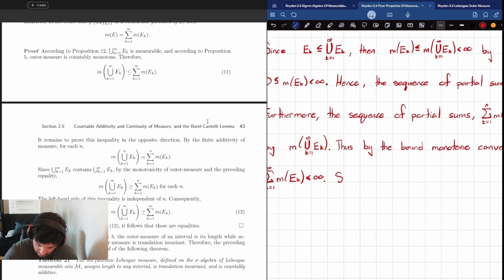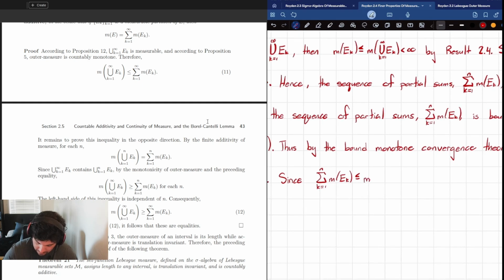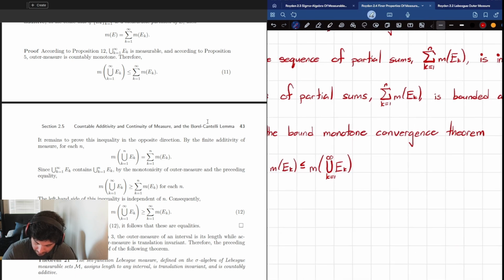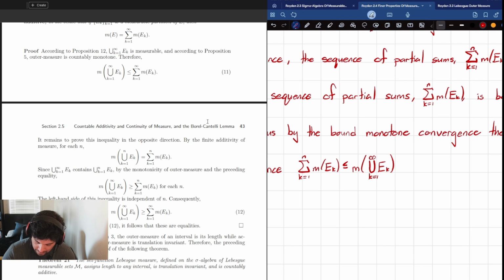Okay, since this is less than or equal to this, since this is less than or equal to this, and I'm trying to remember what property of sequences this is. Let's see.